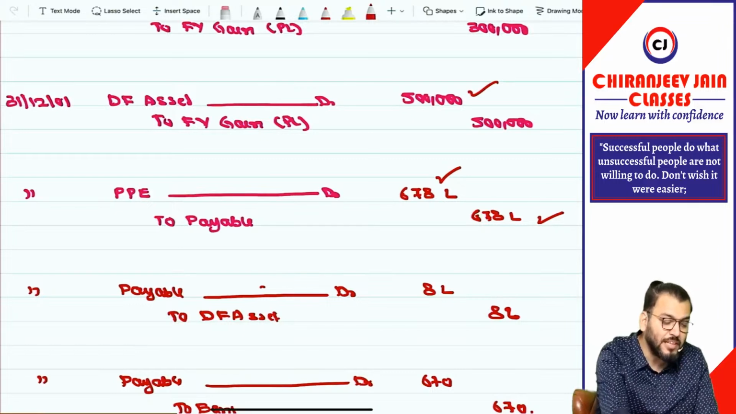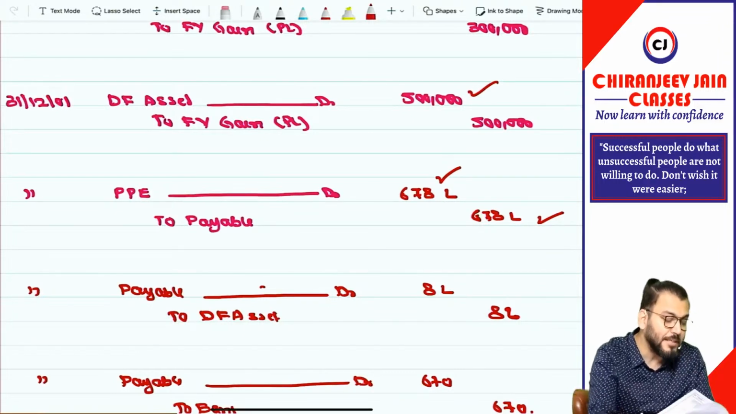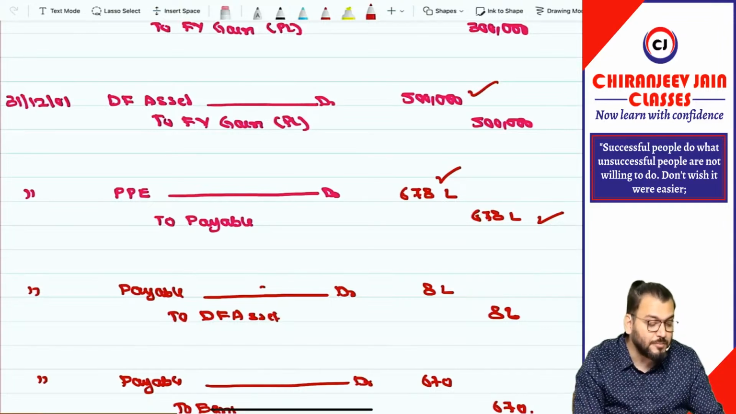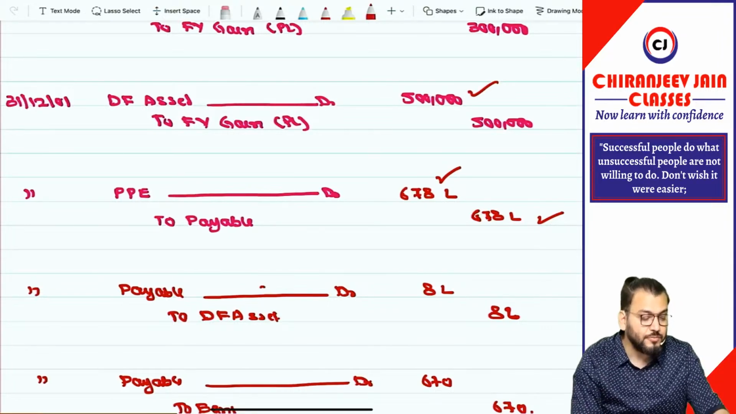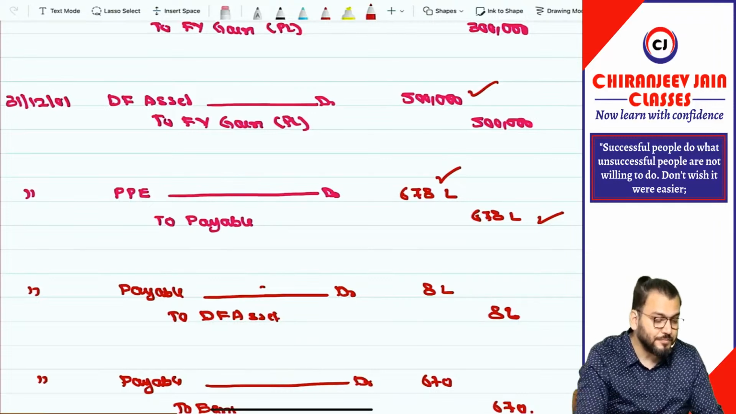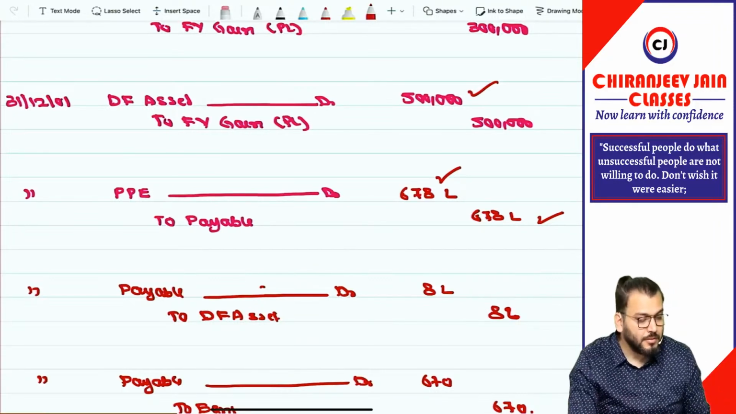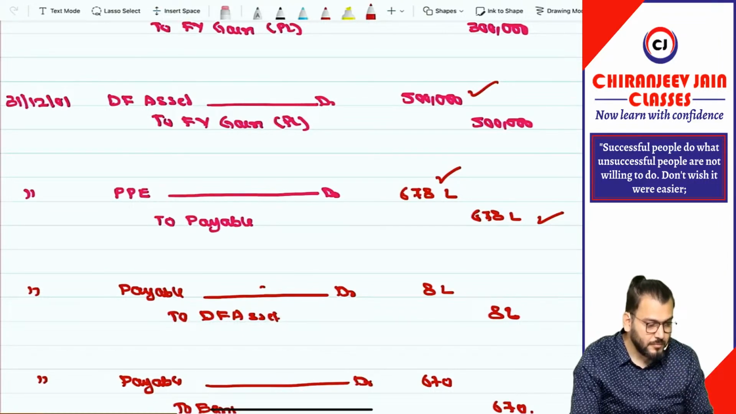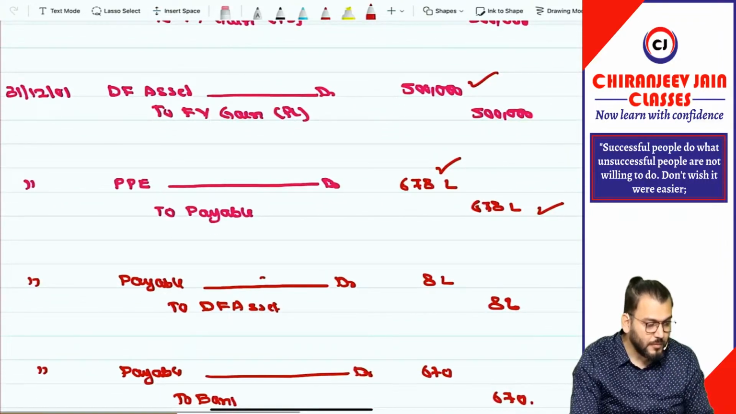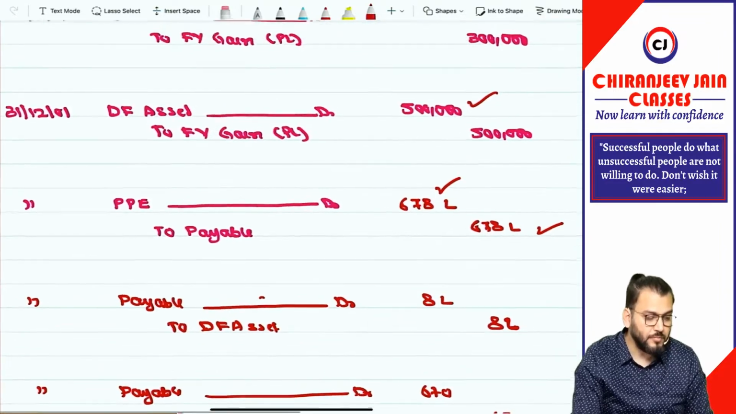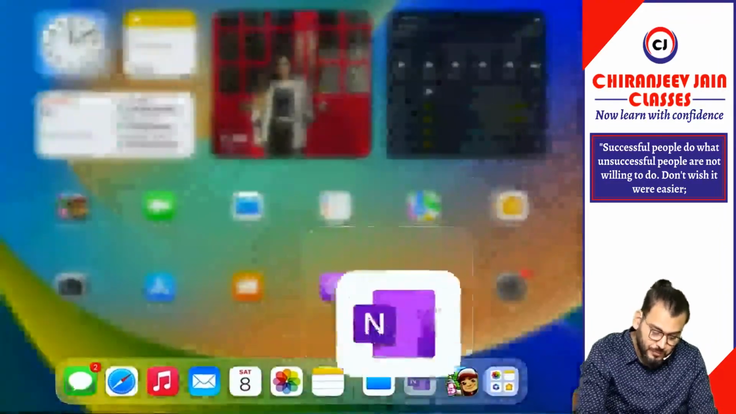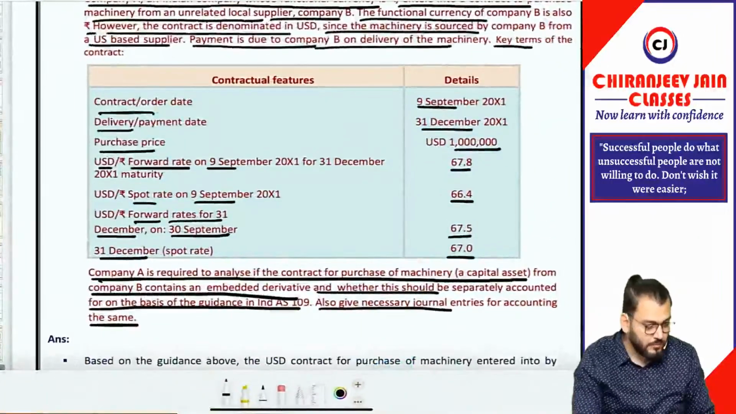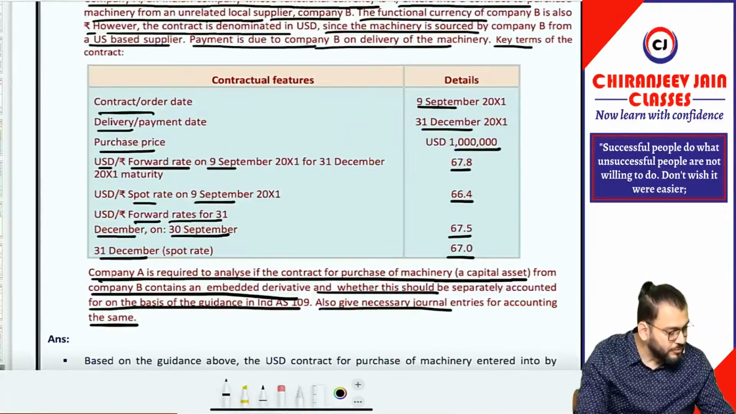So Ind AS 109 says that if there is some embedded derivative, that should be recognized at FVTPL, and the fair value gain or loss should be transferred to PL. Have you understood? Got it? Journal entry is okay? Any doubt? No doubt? Chalo. Yes, sir. Now let us come to the next question.